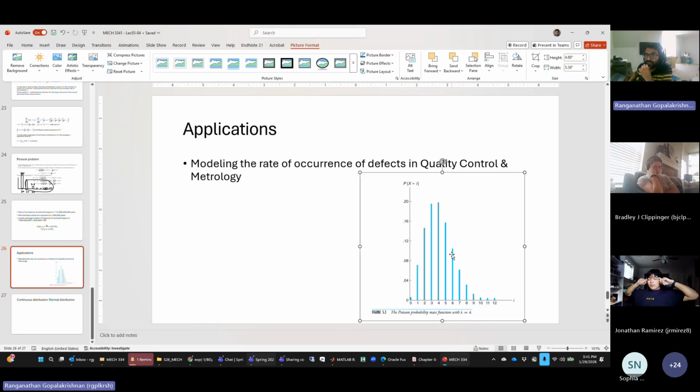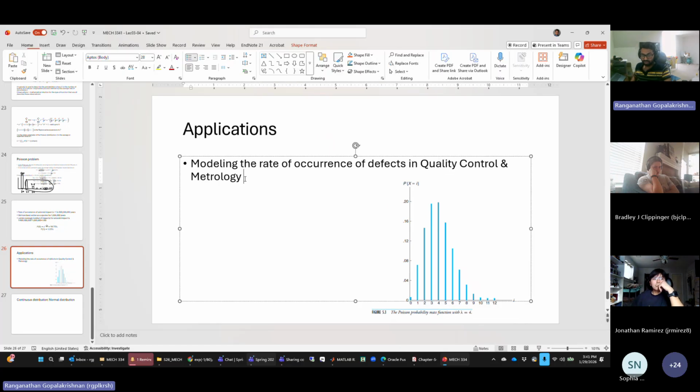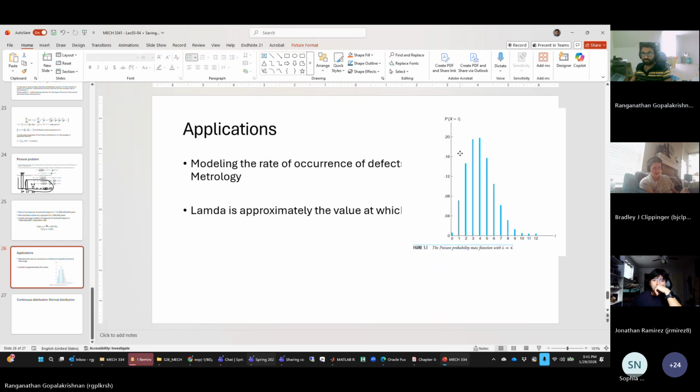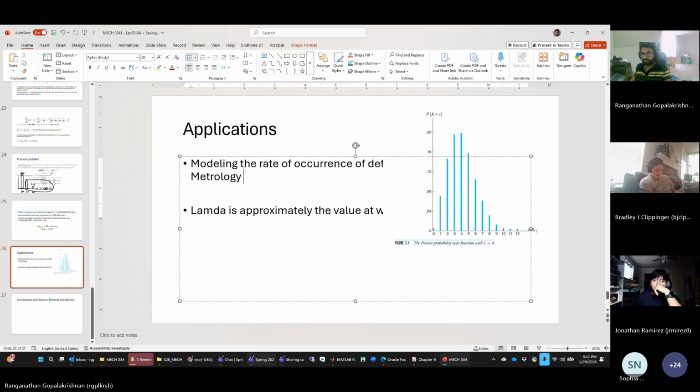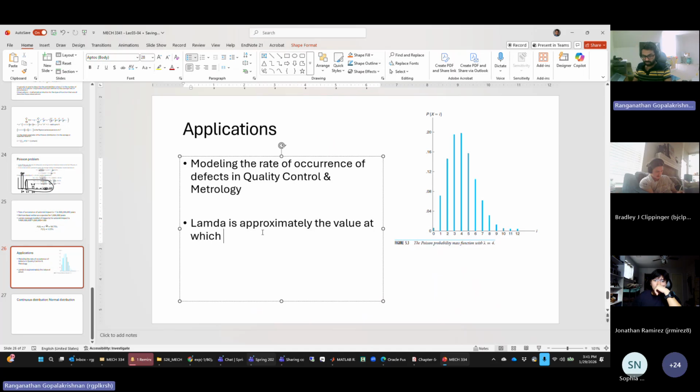Lambda is kind of the anchor around which the distribution is usually found to be non-zero. So you need to remember that lambda is approximately the value at which the distribution attains its maximum.